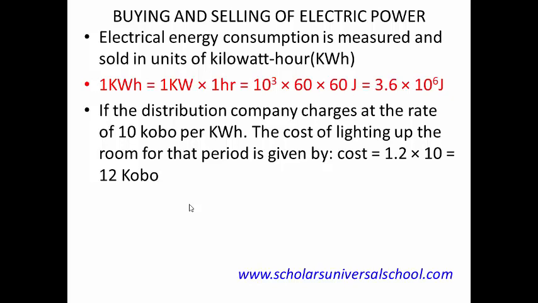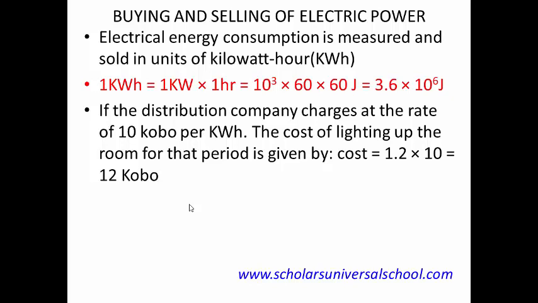Now, a kilowatt is 10 raised to the power 3 watts, and an hour is going to be 60 times 60 seconds. So 1 kilowatt hour is going to be 3.6 times 10 raised to the power 6 joules. Meaning that for 1 hour, you have consumed an energy of 3.6 times 10 raised to the power 6 joules.